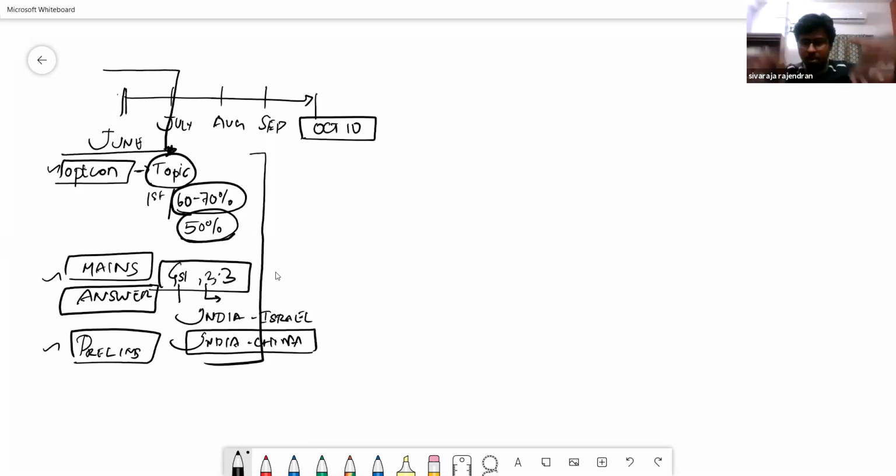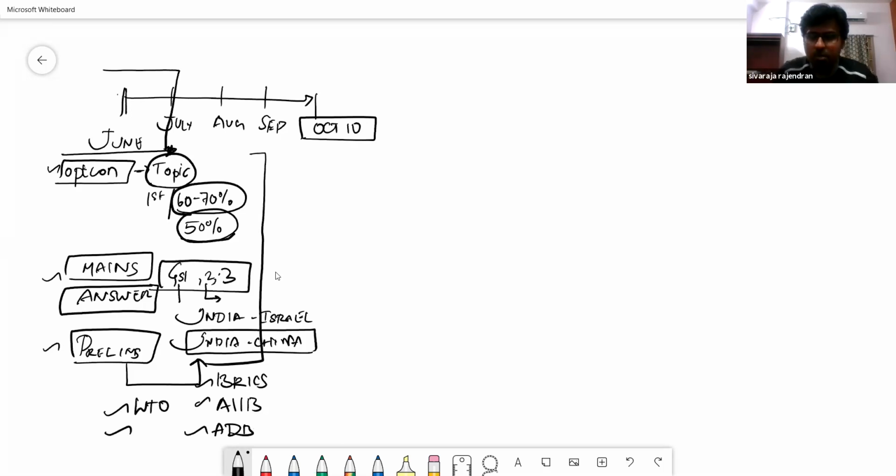I'll read what the problems are, everything. Okay, I'll make notes. But if you see the overlap, India and China are members of BRICS. India and China are members of the Asian Infrastructure Investment Bank, the Asian Development Bank. India and China are in the WTO asking for better treatment of developing countries. India and China are in UNFCCC fighting on climate change, but as developing countries they are not able to reduce emissions. All these international organizations are prelims questions.